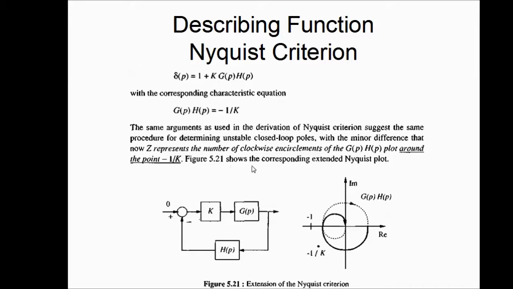So this shows the corresponding extended Nyquist plot. So -1/k is here. Previously, we used to look at the encirclements of -1, but now we see the encirclements of -1/k. So it's a complex number, and it lies on the plane. It may not be on the axis, because we saw in the backlash nonlinearity, the describing function was complex valued. So its reciprocal will be a point in the complex plane. It's not on the axis.